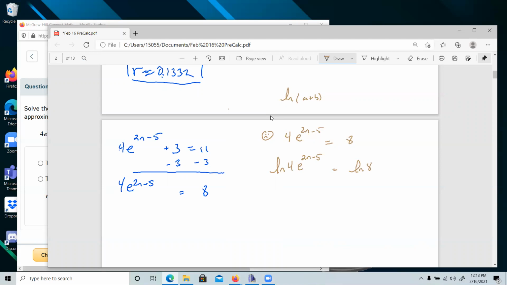Now again, this 4, what's the exponent on that 4? It's a 1. So I can't pull a 2n minus 5 out to the beginning because this exponent only has a 1. So what I have to do is use my first rule of logarithm, and say this is ln 4 plus ln e to the 2n minus 5 is equal to ln 8.